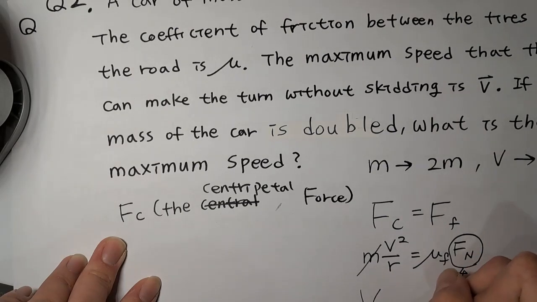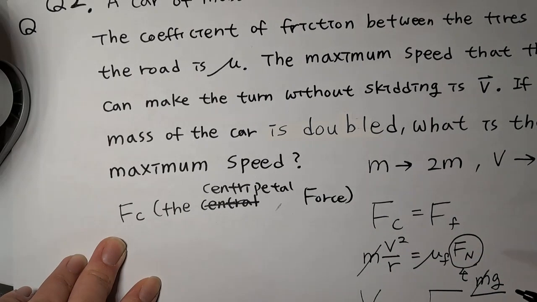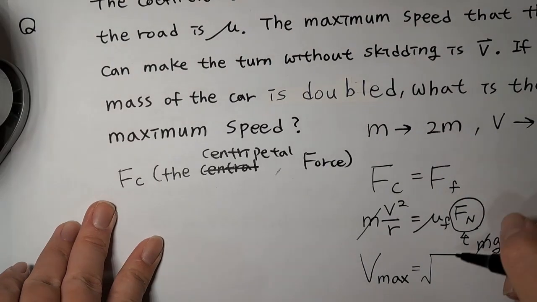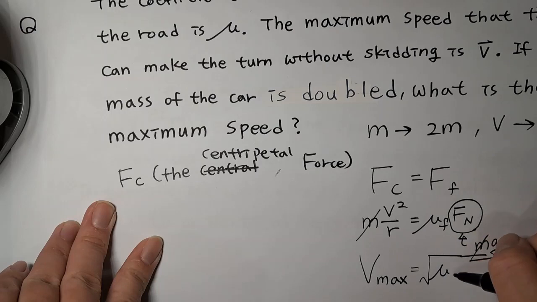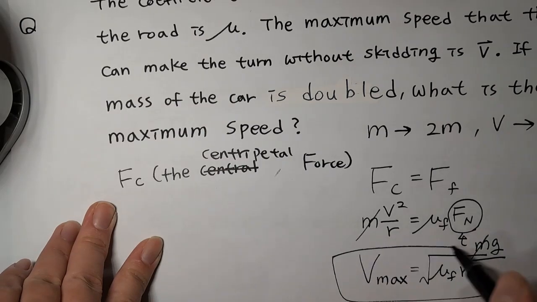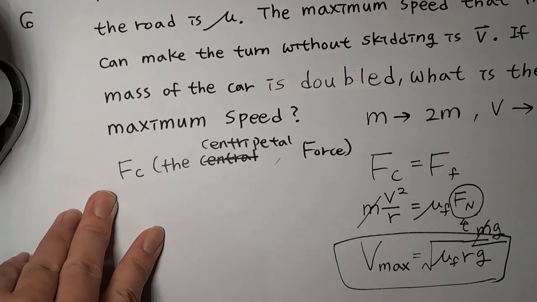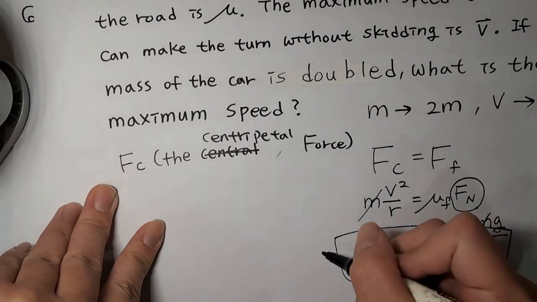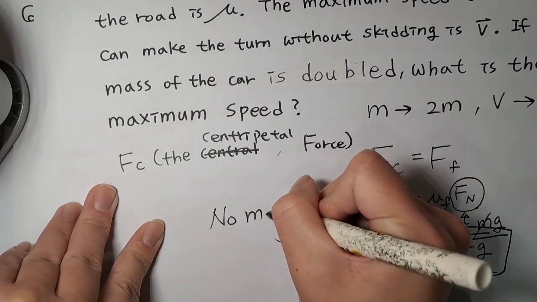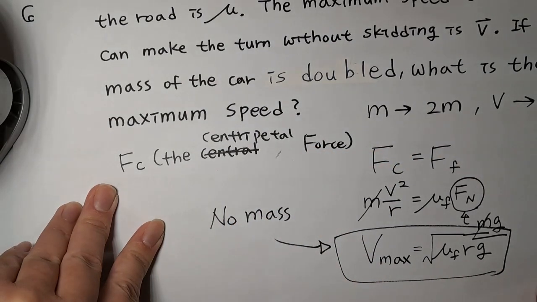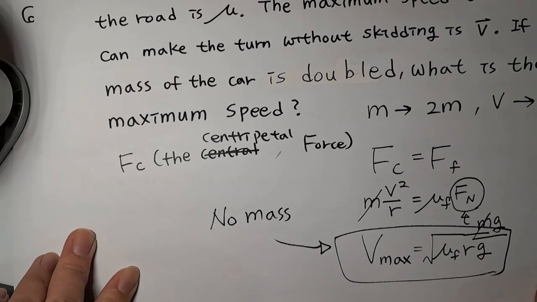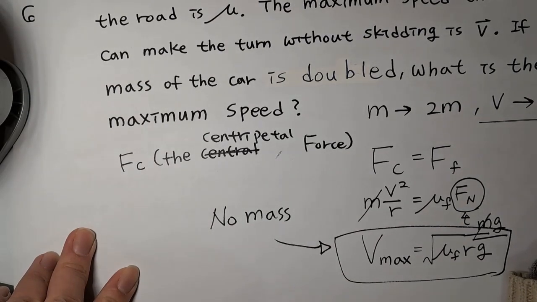So friction force, coefficient of friction force, and this is the equation that we can find, but there is no mass. In this equation, mass is not involved, so mass does not affect the outcome. It's not part of the equation, so velocity is still velocity.